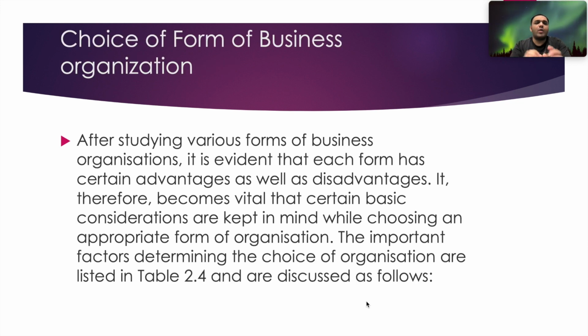Now, choice of form of business organization. We have studied all of the organizations: sole tradership, partnership, cooperative societies, joint stock company. We have to see which one we have to choose. After studying various forms of business organization, it is evident that each form has certain advantages as well as disadvantages. It therefore becomes vital that certain basic considerations are kept in mind while choosing an appropriate form of organization. The important factors determining the choice of organization are listed in table 2.4 and are discussed as follows.